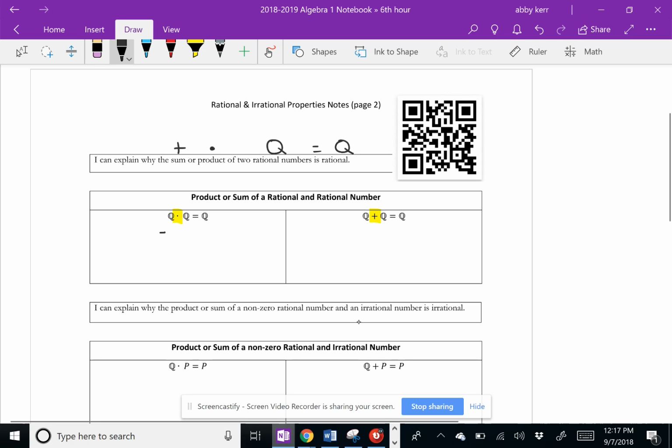So for example, a rational number would be -1. Then times another rational number, which would be 4. So I have my rational times my rational. Now if you use your mind or your calculator and you get -1 times 4, it's going to give you -4, which is also a rational number.